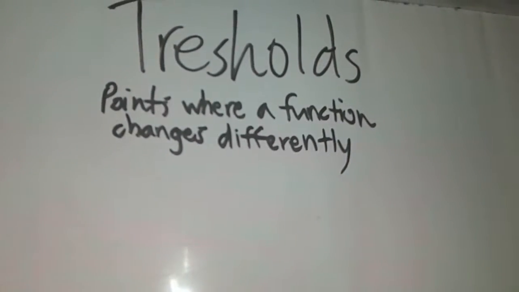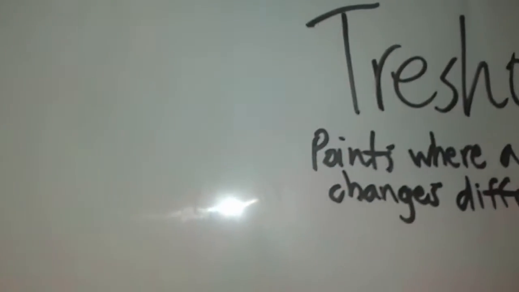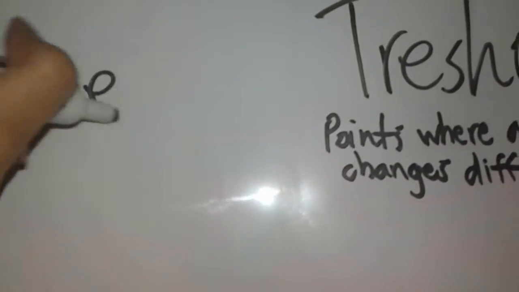Thresholds are points where a function changes differently. We can see this a lot in different functions, but I have to say that there's an application when it comes to neuroscience, finding how axons react, and in that case you can research more about it and there's even more complex functions for you to discover. But to put it in a simple way, we can use this function y equals e to the x.